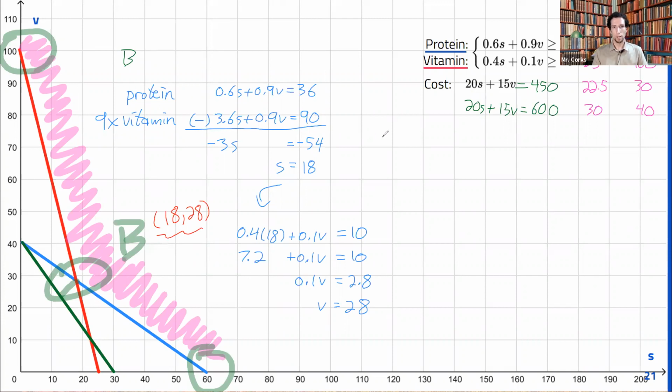So our minimized cost. Right this way. 20 times 18 plus 15 times 28. And what does this equal? 700. Sorry, I couldn't hear you. 780. 780 whole thing.